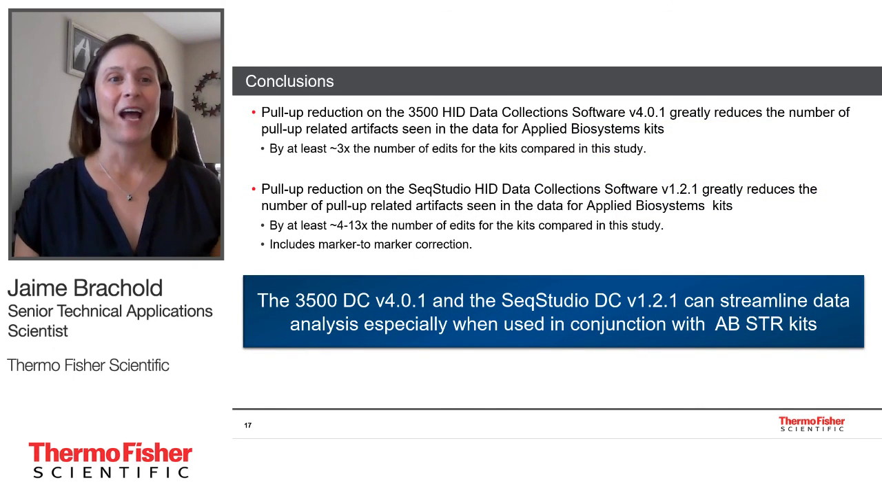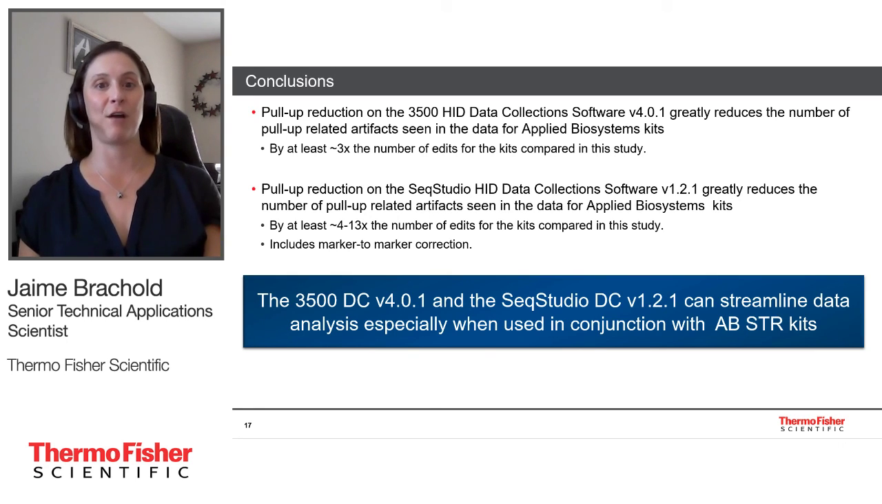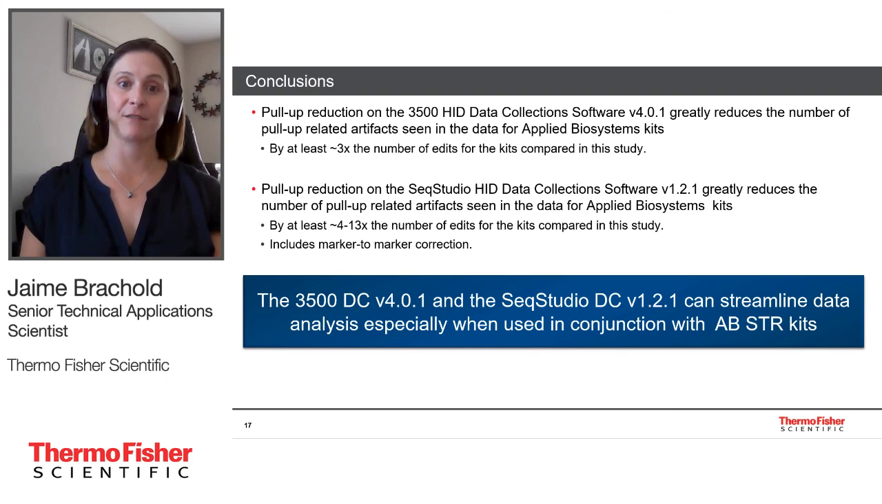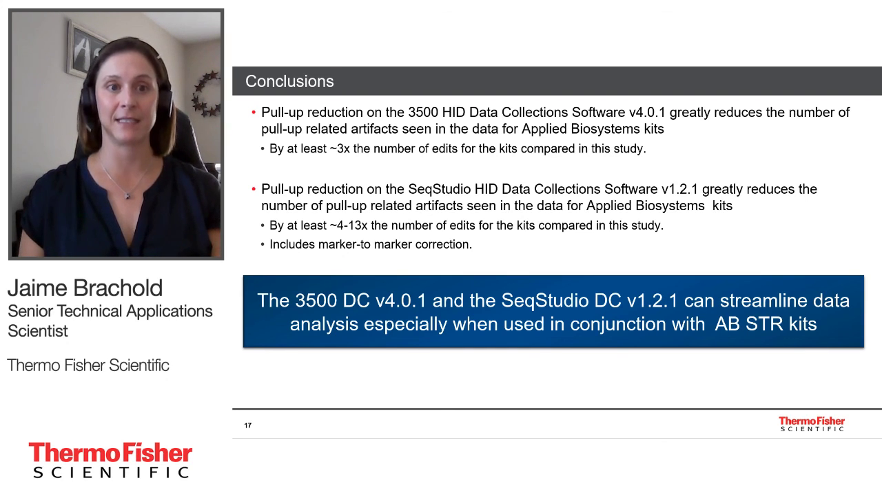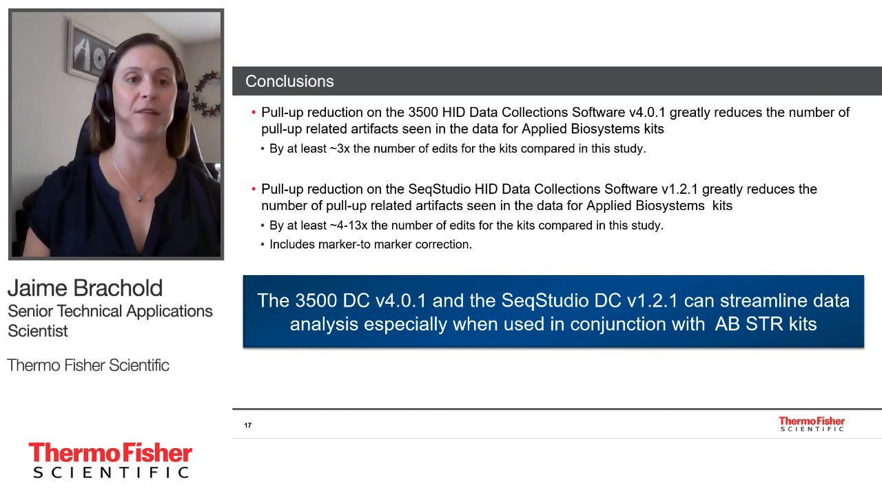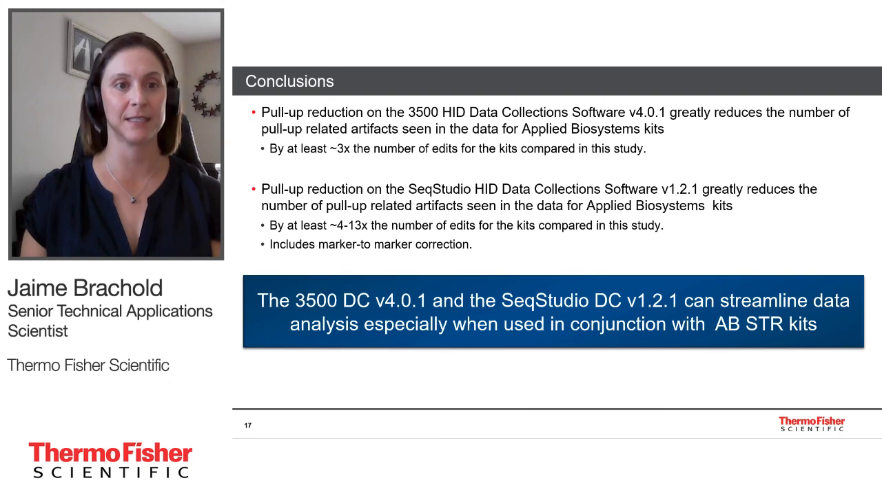So in conclusion, pull-up reduction on both the 3500 and SeqStudio with the latest data collection software versions greatly reduced the number of pull-up related artifacts for the Applied Biosystems kits. On the 3500, it reduced the pull-up artifacts by at least 3 times. On the SeqStudio, depending on the kit, there was a 4 or 13 times reduction in the number of edits for the Applied Biosystems kits.